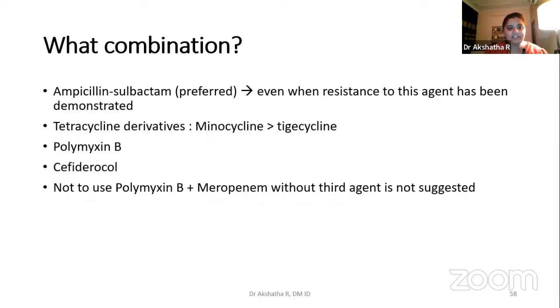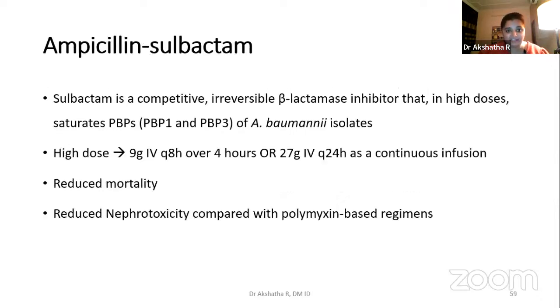Next, in this combination, the next ideal thing is your tetracycline derivatives. Minocycline is preferred over your tigecycline. Then your polymyxin. So should you give dual therapy or triple therapy? Dual therapy, that is ampicillin sulbactam plus minocycline, is a good treatment. If susceptibility to minocycline is not demonstrated, then polymyxin B can be added to the combination. And the specific mention: do not use polymyxin B plus meropenem without a third agent.